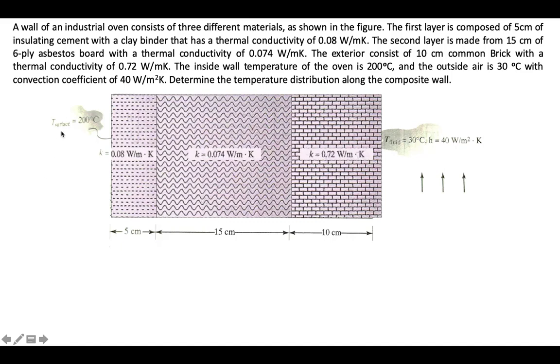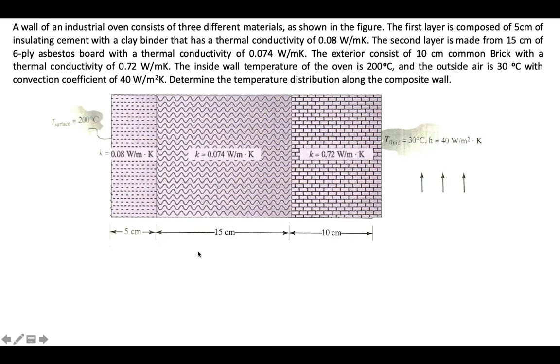So inside, this is our oven. So inside temperature, the temperature at this location, that is T surface, or we can say T1, which is going to be our node number 1. So T surface or T1 is equal to 200 degrees centigrade. The outside air is 30 degrees Celsius with convection coefficient of 40 watt per meter square Kelvin. So this is our outside air. Its temperature is 30 degrees Celsius and the convection heat transfer coefficient, small h, is equal to 40 watt per meter square Kelvin. So this is the given data for this problem.